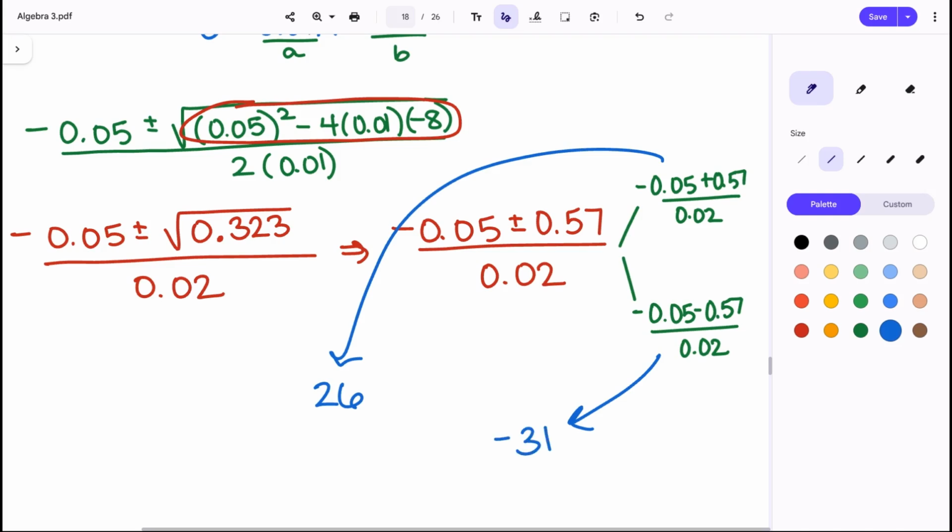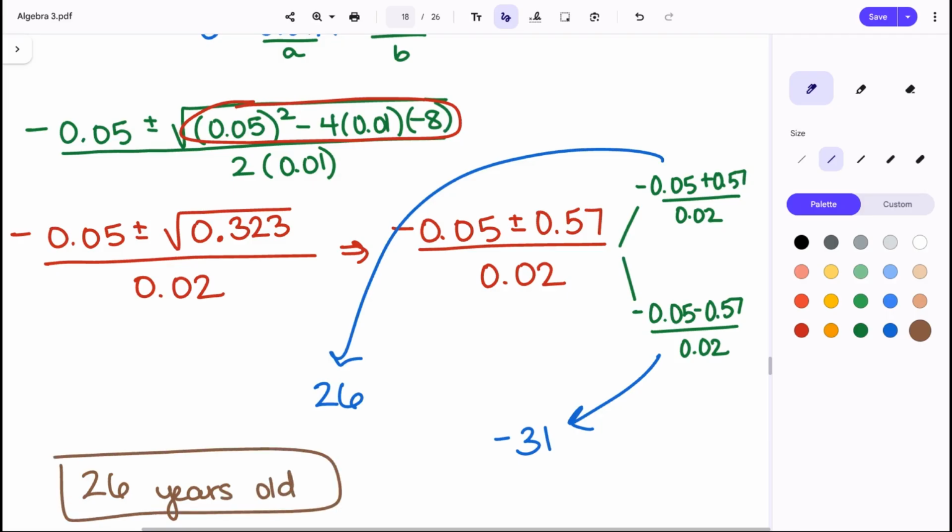Okay, so now you have to ask yourself the question, which one makes sense when we're talking about age? 26. He can't be negative years old. So she is 26 years old. So make sure that when you're picking what solution works better, you think about the context of the problem and what makes sense. Should it be positive or should it be negative? All right, any questions on that?